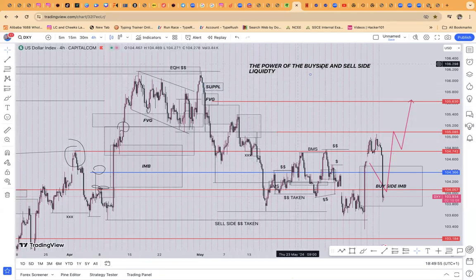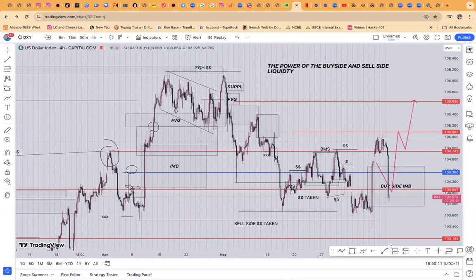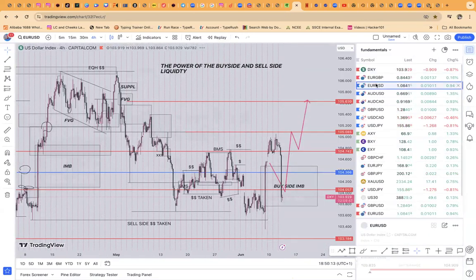The power of buy side and sell side liquidity. Now, what is buy side liquidity? What is sell side liquidity? And how do you identify them in the market? Straight up, immediately, we have news in 10 minutes, and want to do this together quickly. So let's quickly go and do our analysis on EURUSD.